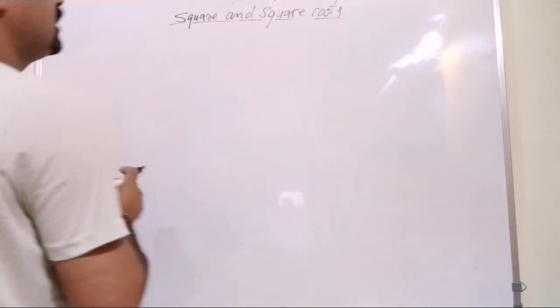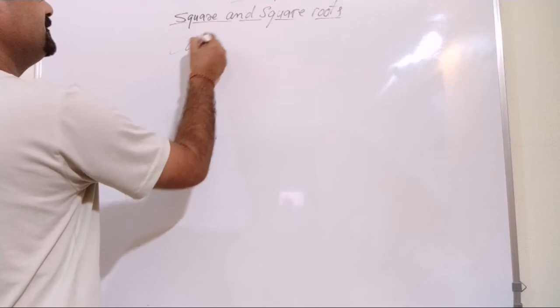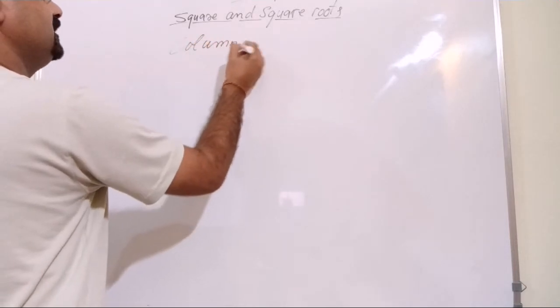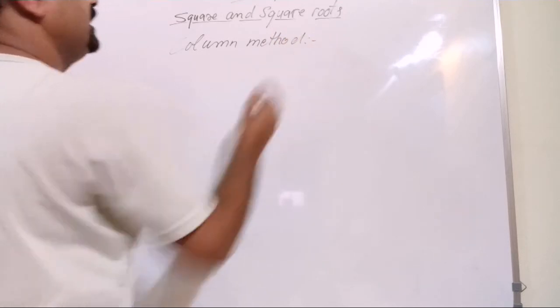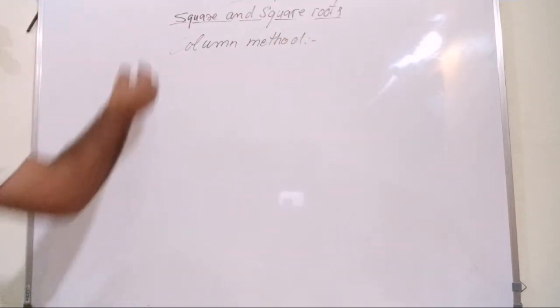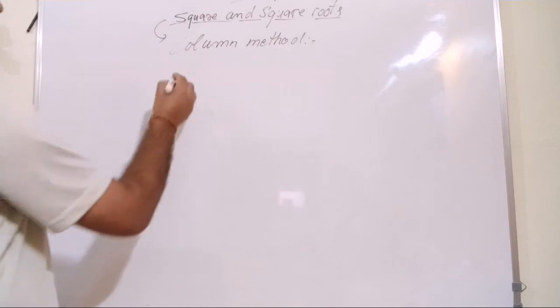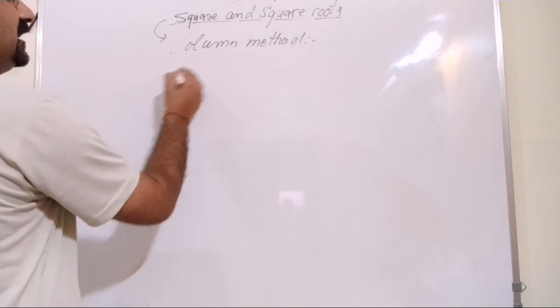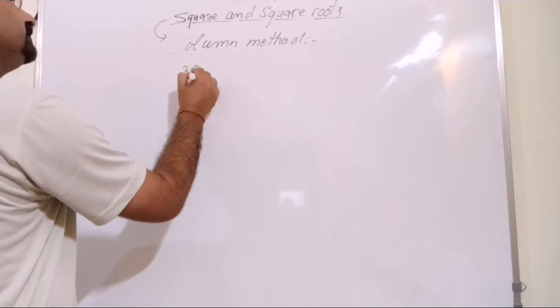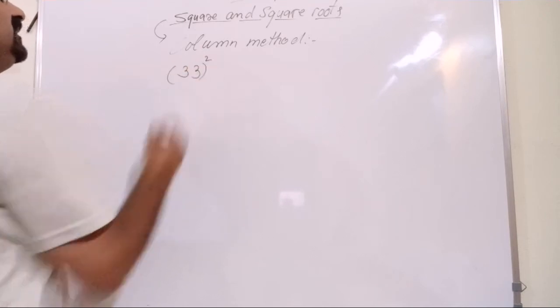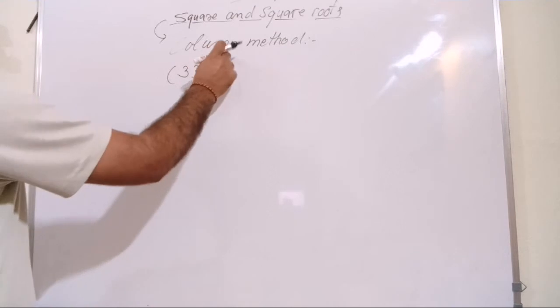This is the column method. How to find the square? How to find the square by column method? If we have the same number, let me take the number 33. How to find the square of 33 by column method?